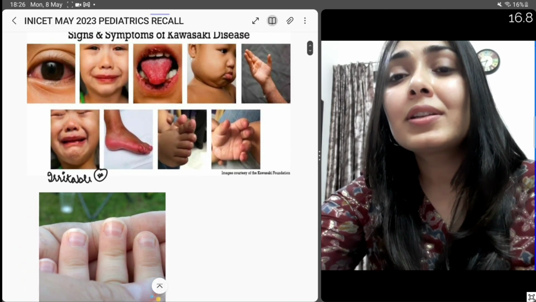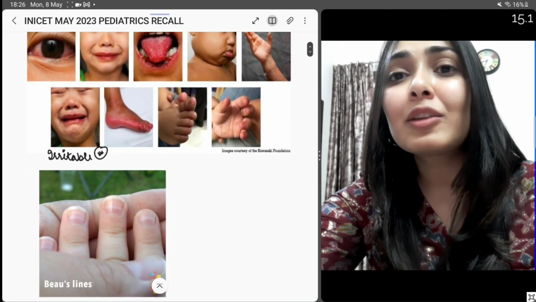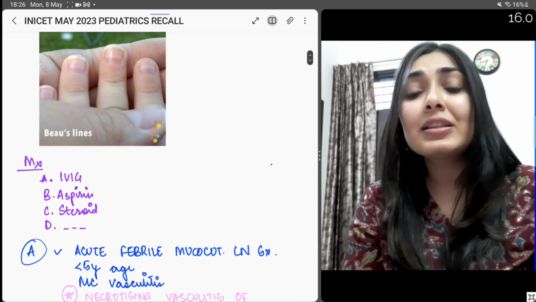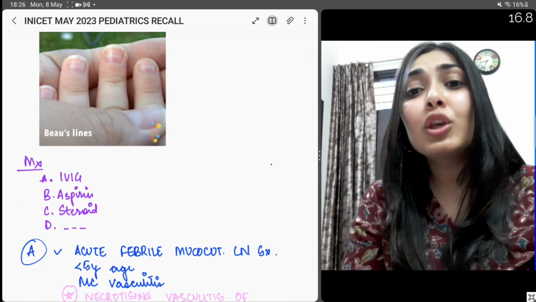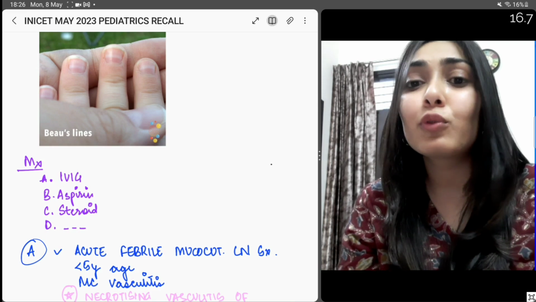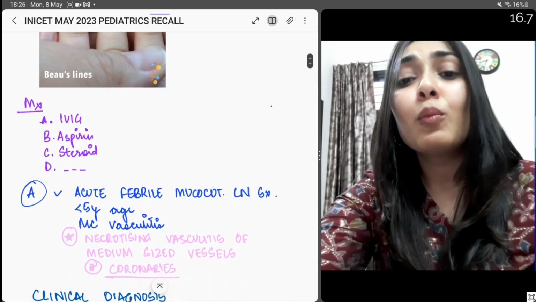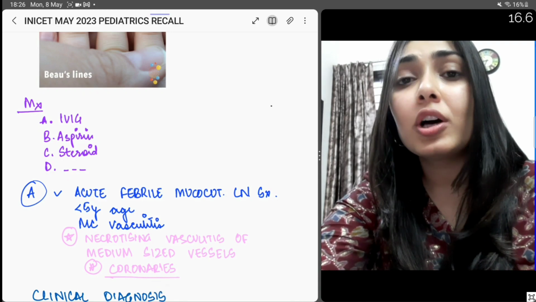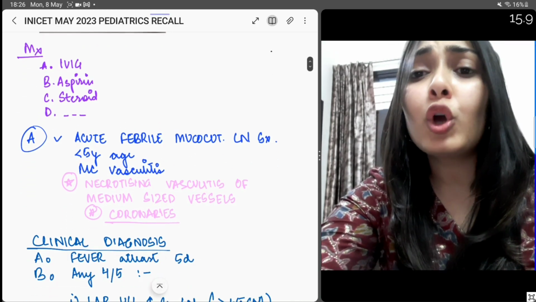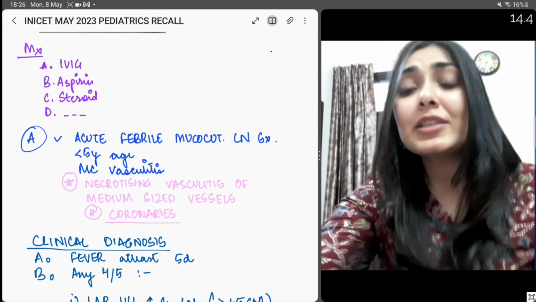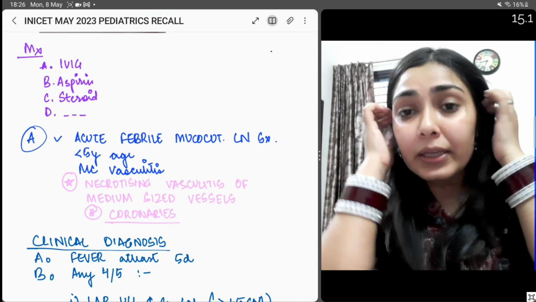So first of all, this classical constellation of symptoms is nothing but Kawasaki disease. If I have to define Kawasaki disease in one term, that would be acute febrile mucocutaneous lymph node syndrome. It is a medium vessel vasculitis that is seen mostly in children less than 5 years of age, and the pathology is necrotizing vasculitis of the medium-sized vessels, especially the coronary arteries, right?